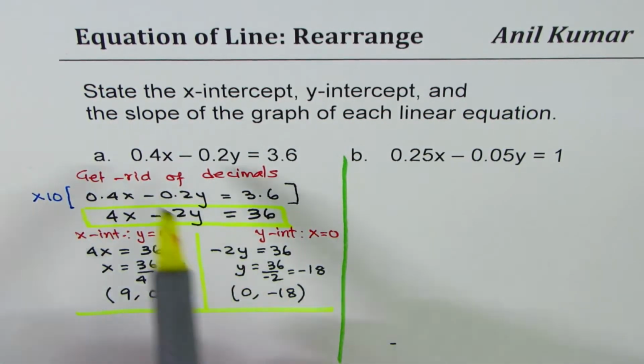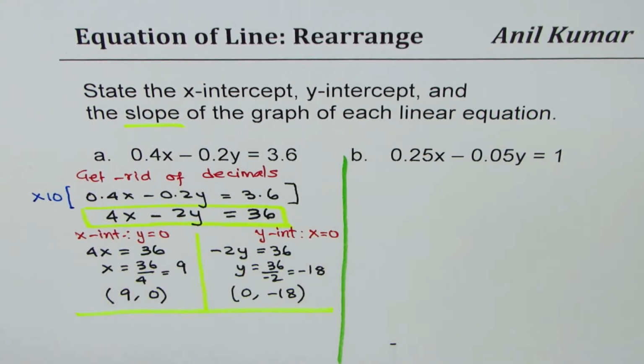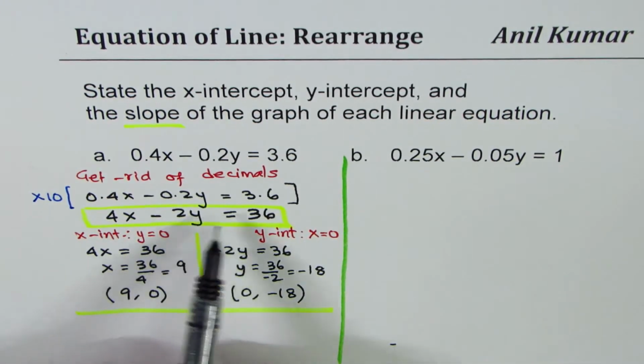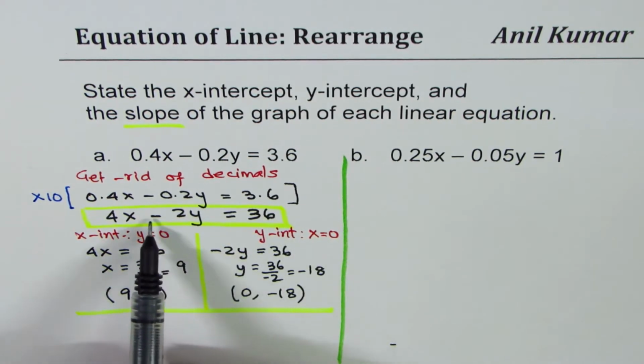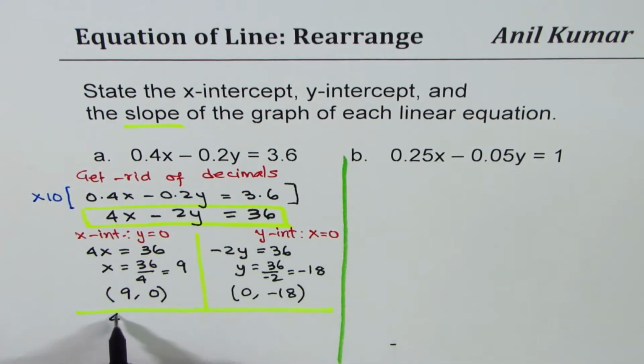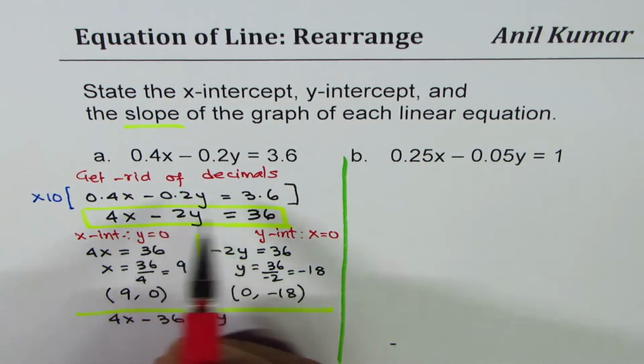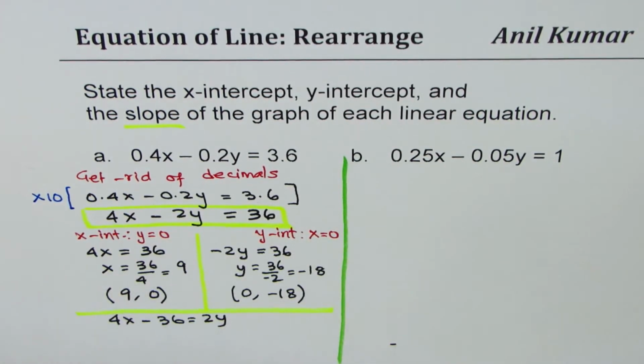Now what? Now we need to find slope. So let's go for slope. To find slope, we have to rearrange the equation in y equals mx plus b form. So let's do it. Rearrange means taking y to one side, all others on the other side. Since we have negative 2y, I prefer to write this as 4x minus 36 equals 2y. You're getting my point. So what I did was, I moved this to the right side and 36 to the left side. Minus became positive. This was positive, became minus.